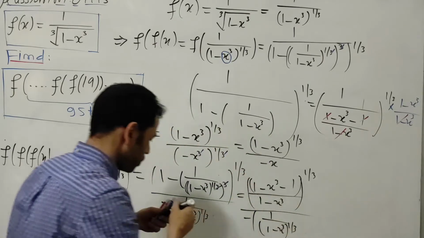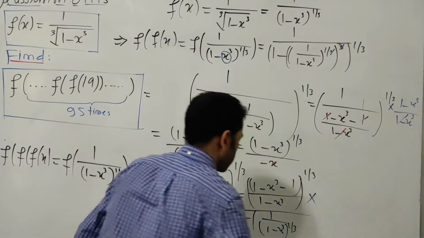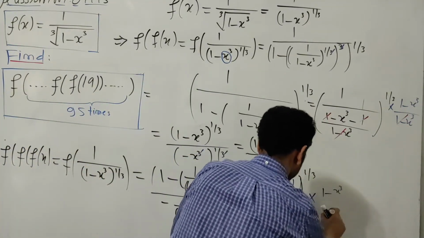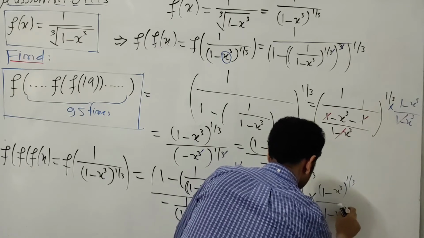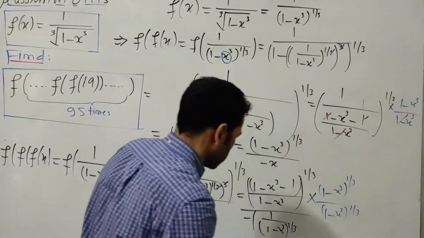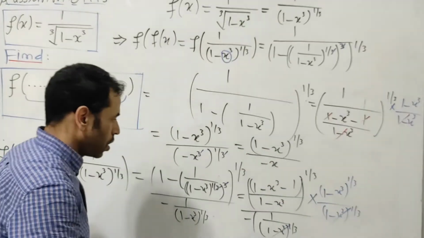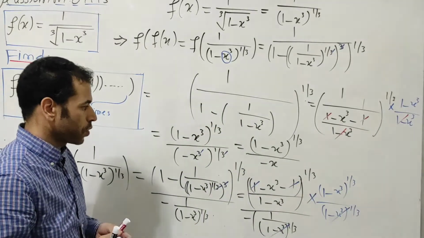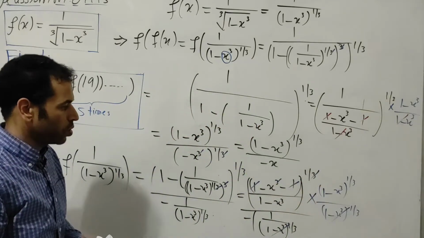Okay, now we have a lot of cancellation. For the first term, I'm going to multiply numerator and denominator by 1 minus x cubed to the 1 over 3. So this one will be cancelled out with this one, and also this number 1 will be cancelled out with this minus 1. So this exponent will be cancelled out with this exponent, 1 over 3.